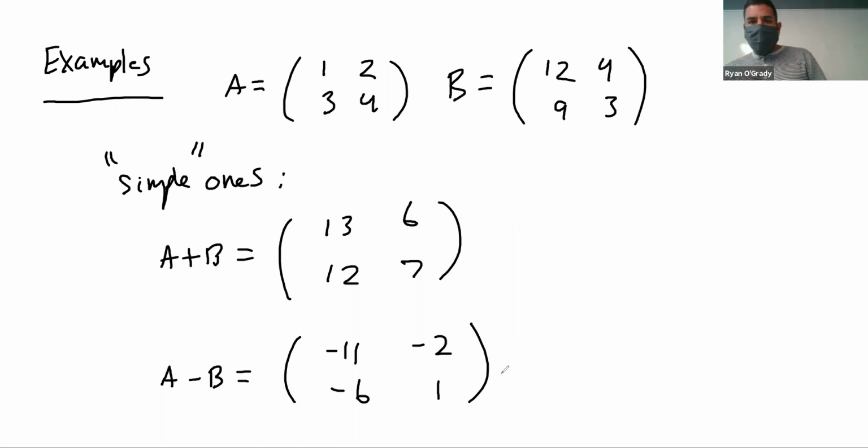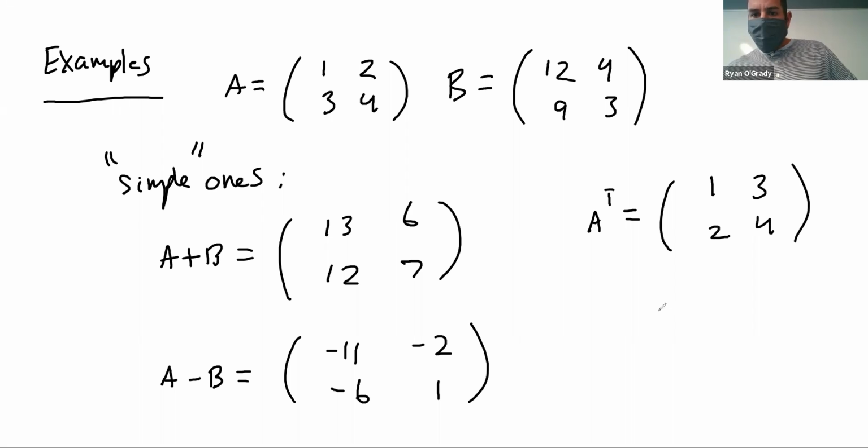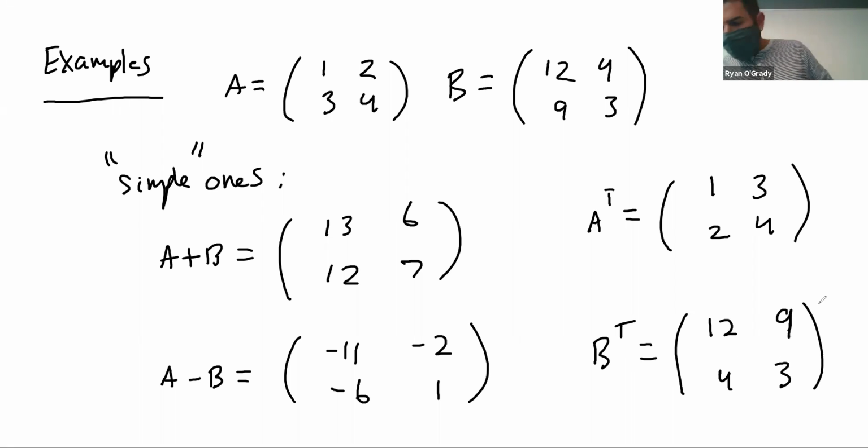All right, another simple one, for example, would be the transpose of both. Just for fun, what's the transpose of A? It's going to be 1, 3, 2, 4. And the transpose of B is going to be 12, 9, 4, 3. So why do I say these are simple? Because again, they don't require much cognizant ability. I don't think so, at least. So if you know what the definitions are. It doesn't require much. This is not easy.